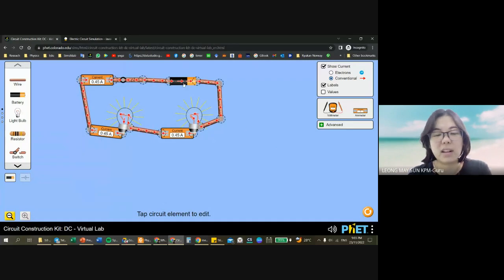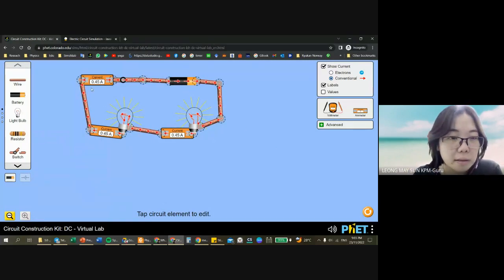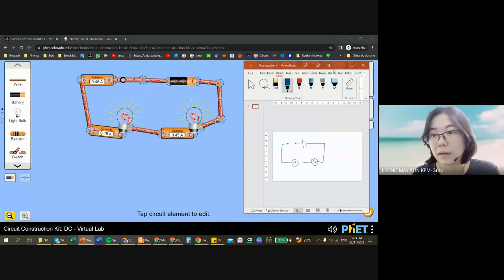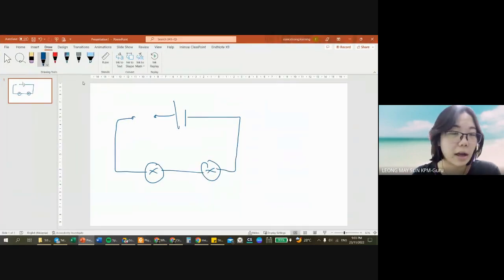Okay, now this circuit. What we can see is that when the current is flowing from positive to negative, the current that comes out from this light bulb is 0.45 ampere, and then the one that comes out from the second light bulb is also 0.45 ampere. The one that enters the battery back is also 0.45 ampere. So what conclusion can I have from this?